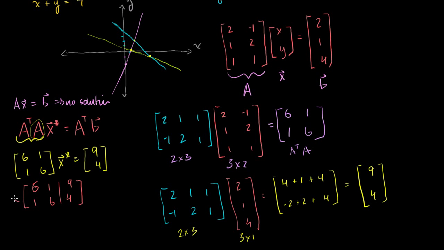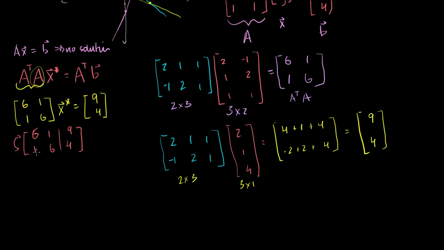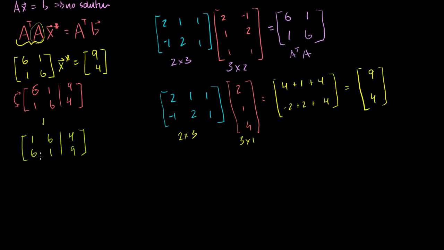Actually, first I'm going to swap these two rows. That's my first row operation that I choose to do, just because I like to have that 1 there. It's a nice pivot entry. So then I get 1, 6, 4, and 6, 1, 9. And then let me replace my second row with the second row minus 6 times the first row.